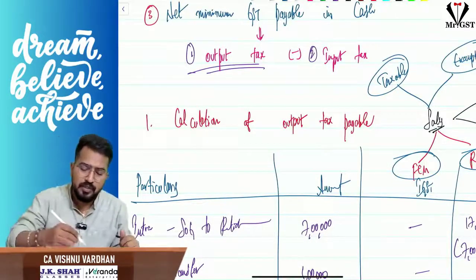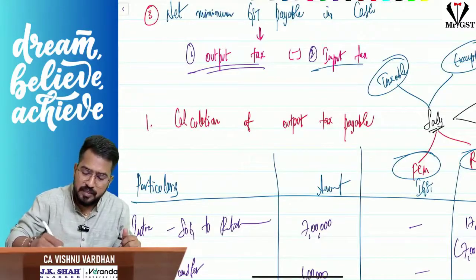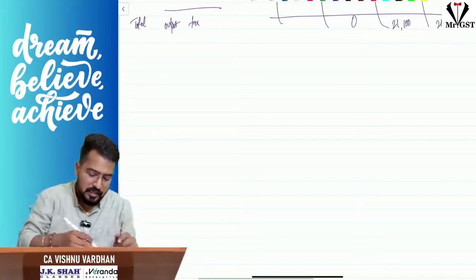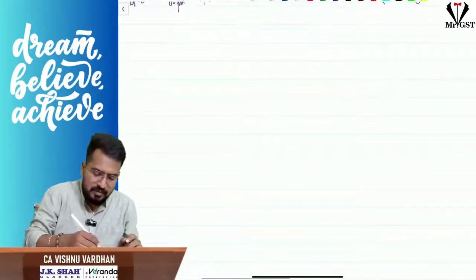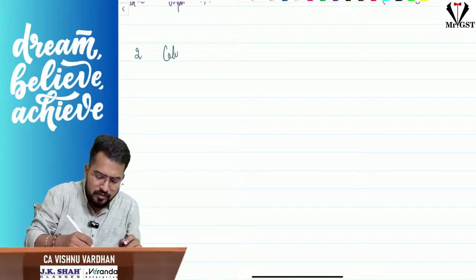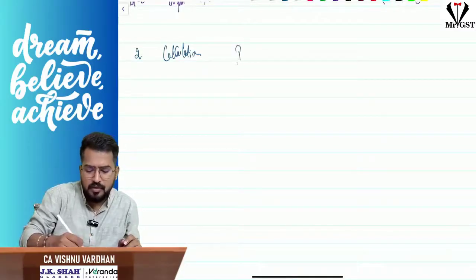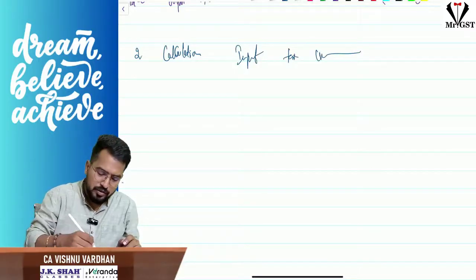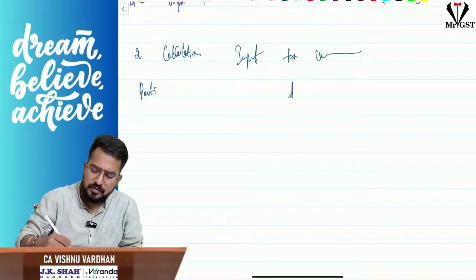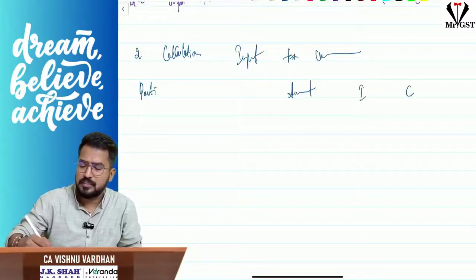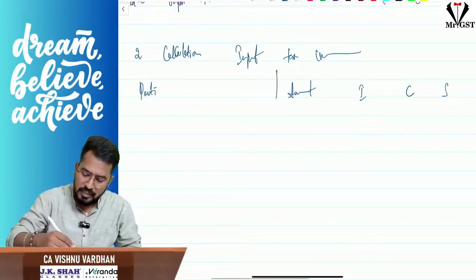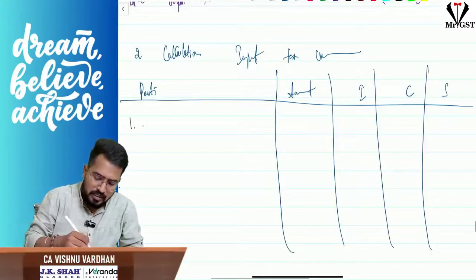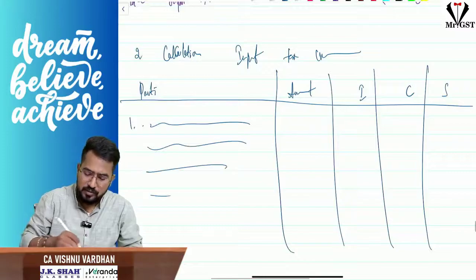Now we go to the second step. What is the second step? Calculation of input tax. Here itself you can continue in the table. In the same way, calculation of input tax credit. So again, particulars, amount, IGST, CGST, SGST. Same way you should be giving the details. In the particulars itself you should give the reasoning, all that stuff, and you should fill the details.